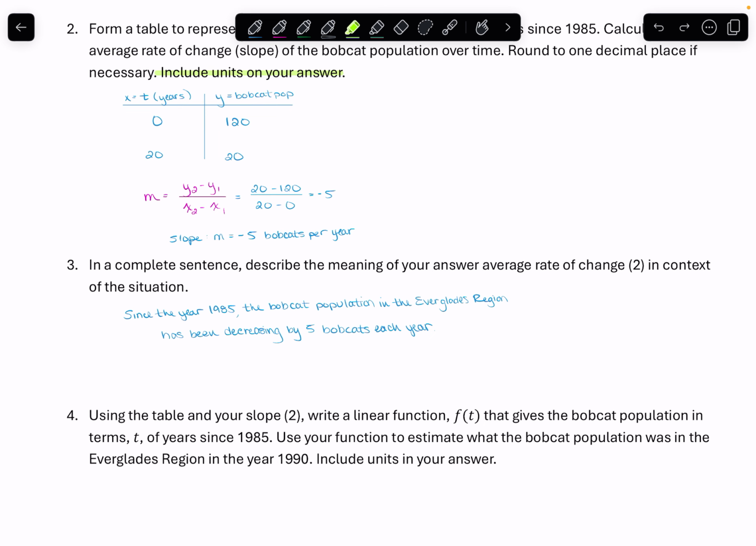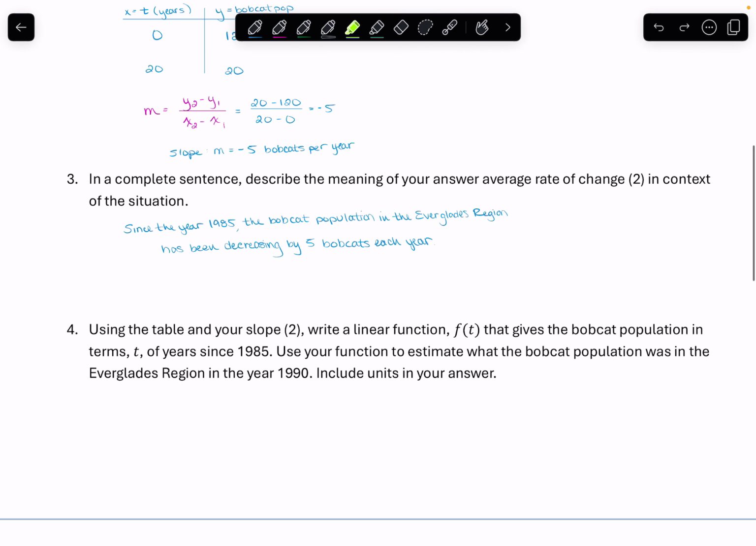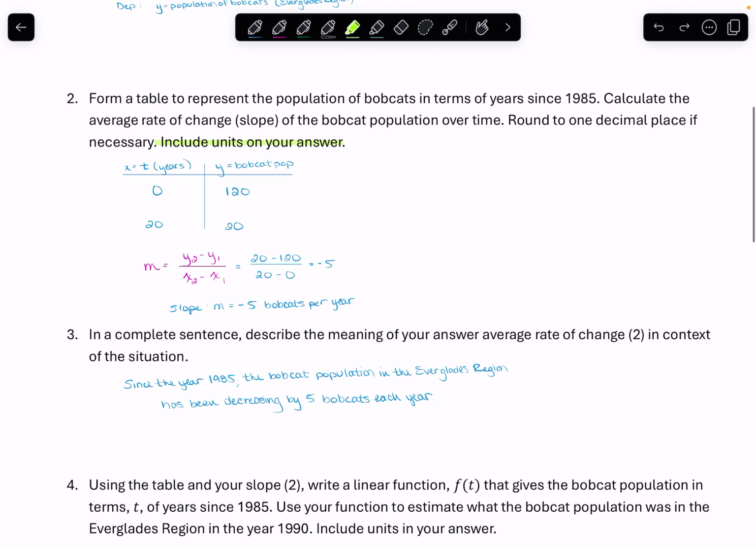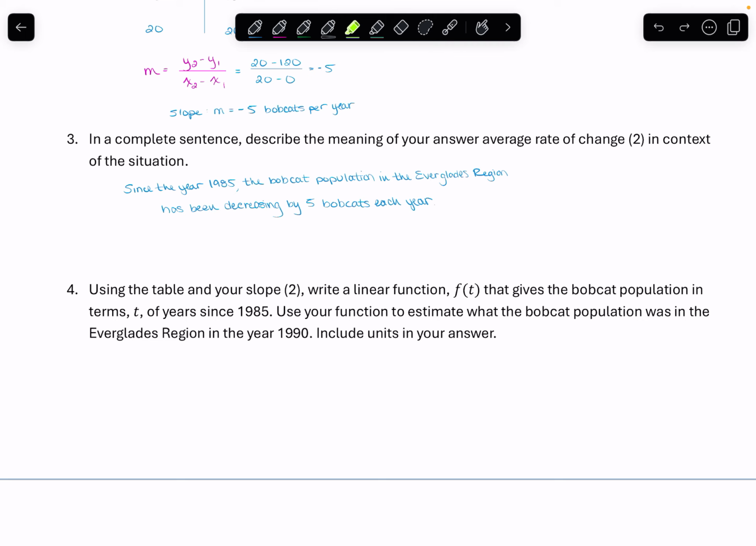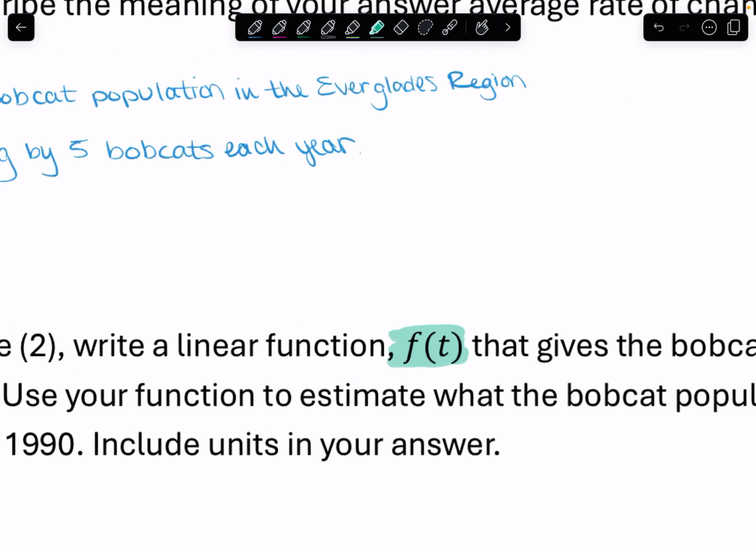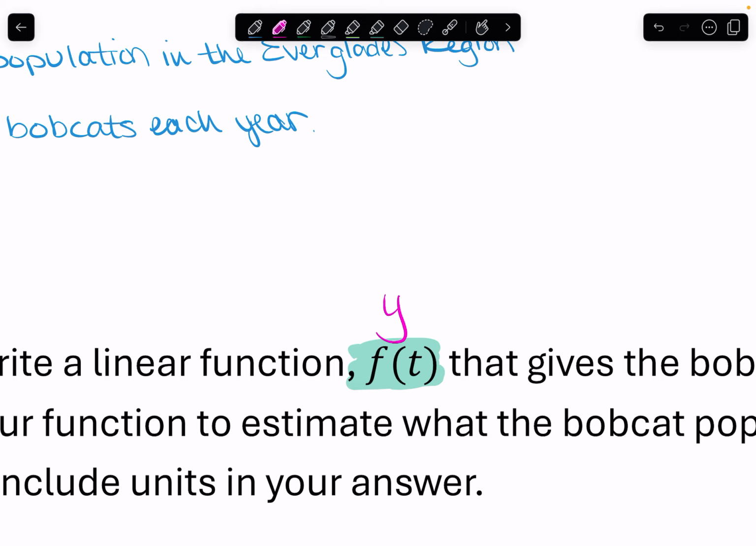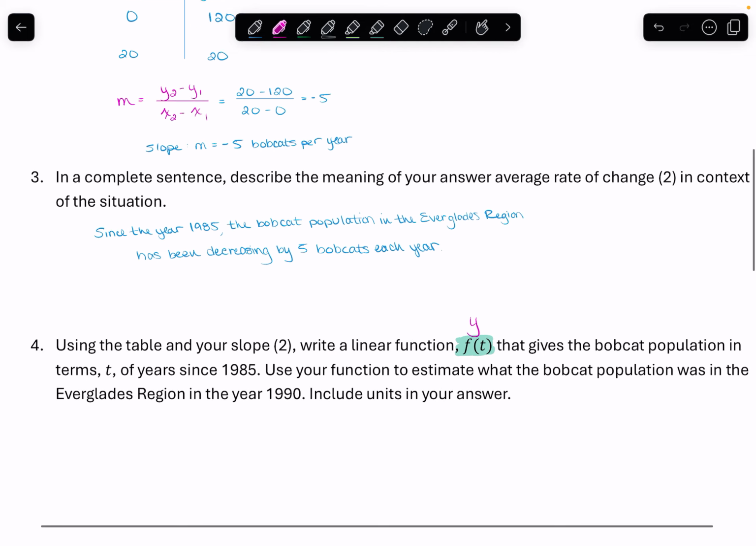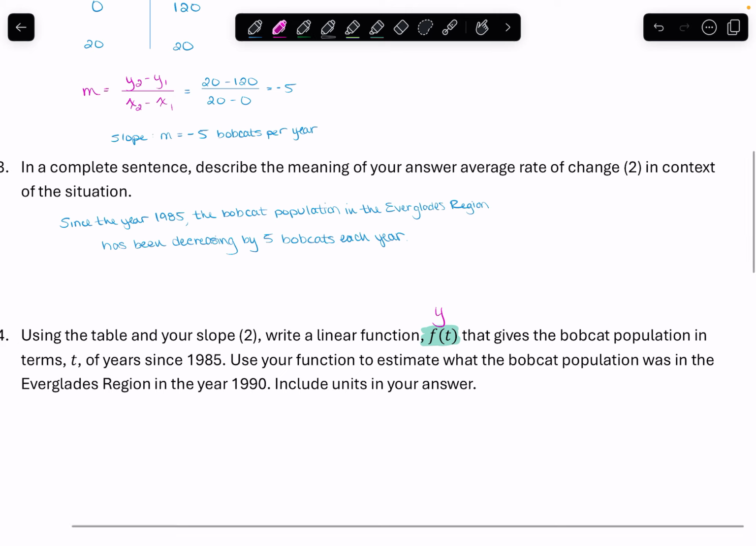All right, question 4, using the table and your slope from 2. So we've got our table in question 2 and our slope in question 2. Write a linear function f of t. Remember f is the fancy label for y. So this identifies what we're going to be calling our y variable. That gives the bobcat population in terms of t years since 1985. And then a second part, use that function to estimate the bobcat population in the year 1990. And again, include units on your answer.